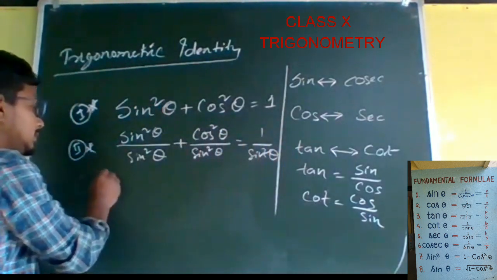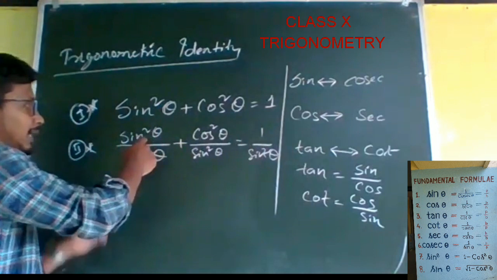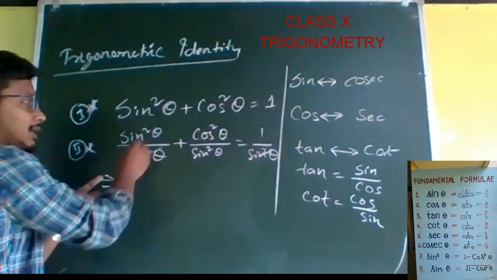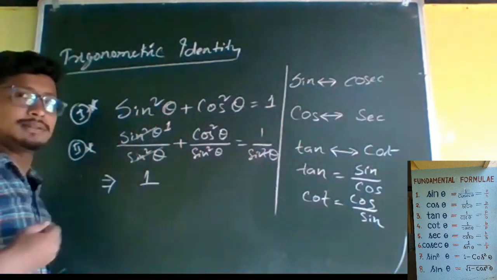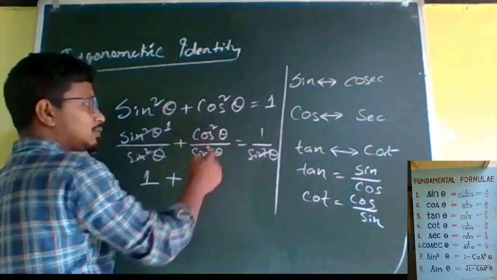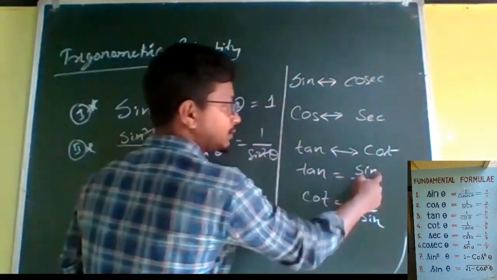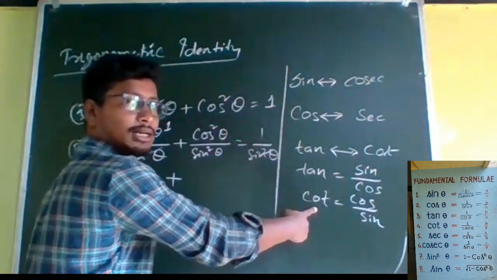So what will you get here? Sin square theta by sin square theta is cancelled, so only 1 remains, correct? Plus cos square theta by sin square theta. Cos by sin means cot theta, right?